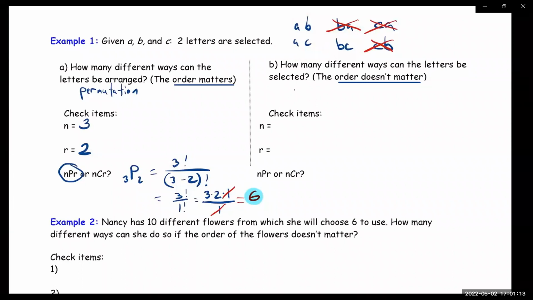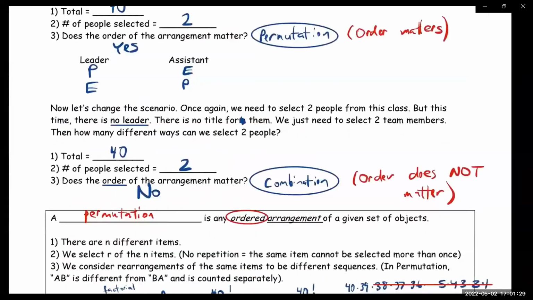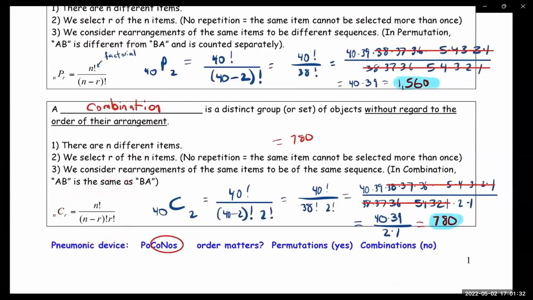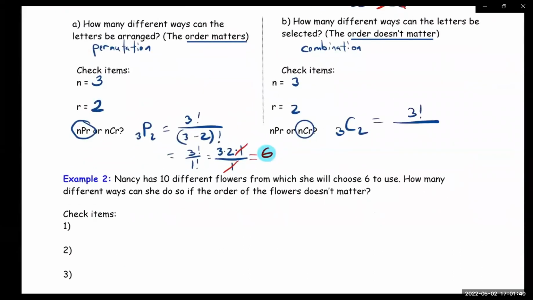So this is going to be a combination. There are 3 letters. We're selecting 2. So it's going to be NCR. The formula, once again, is over here. It's the same formula. You just have to remember to add the R factorial in the denominator. So 3 factorial over 3 minus 2 factorial, and then 2 factorial. That's the same thing as 3 factorial over 1 factorial times 2 factorial.